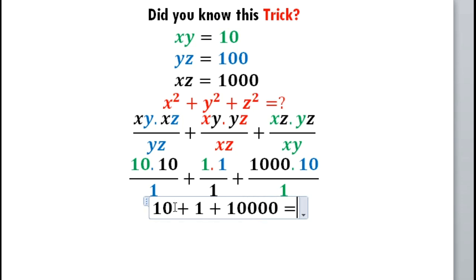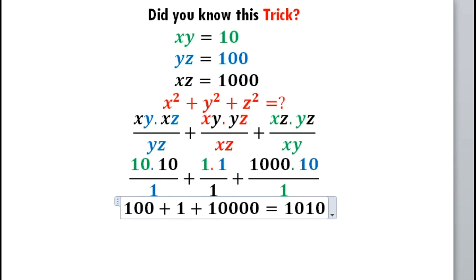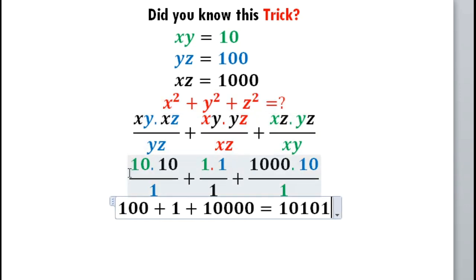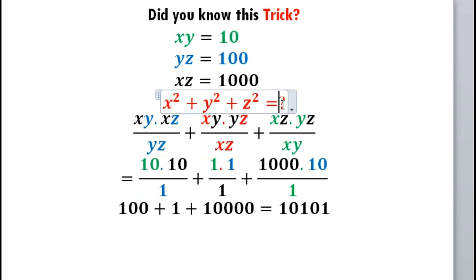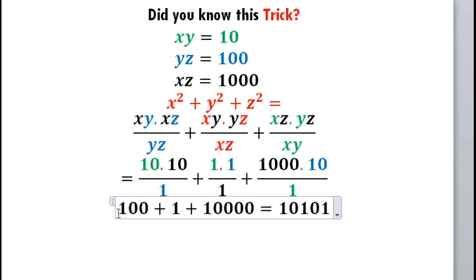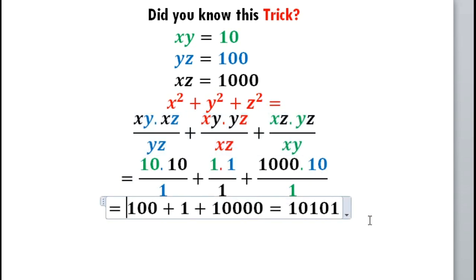So 10 times 10 is 100, plus 1, plus 10,000. So that gives a total of 10,101. So you have solved that problem. That was equal to that. This x squared plus y squared plus z squared was equal to that. Equal to this, we found it is the same as that, which is 10,101. Ladies and gentlemen, that is the best way to sort out such kind of problems.